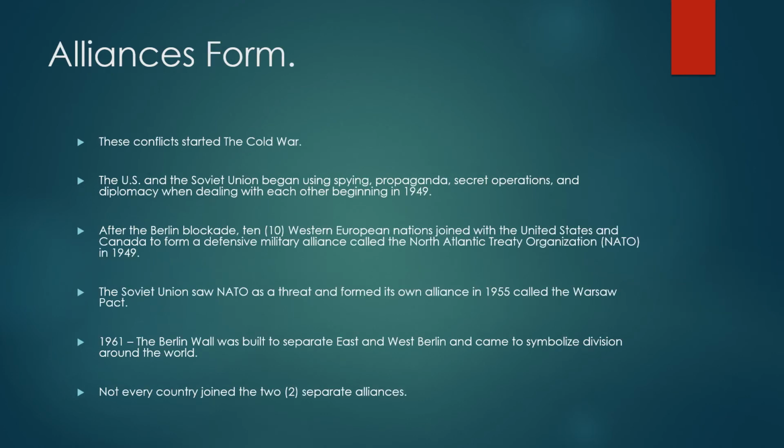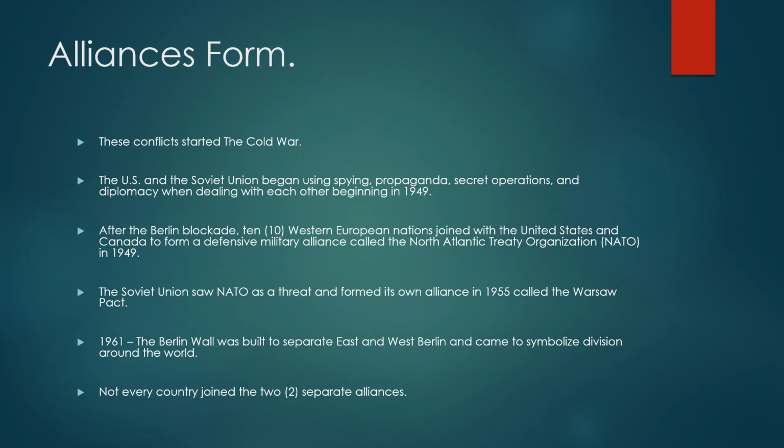So these conflicts start the Cold War. The US and the Soviet Union began using spying, propaganda, secret operations, and diplomacy to some degree when dealing with each other beginning in 1949. Now, after the Berlin blockade, 10 Western European nations joined with the United States and Canada to form a defensive military alliance called the North Atlantic Treaty Organization, or NATO, in 1949. This is still around today. The Soviet Union saw NATO as a threat and formed its own alliance in 1955 called the Warsaw Pact.